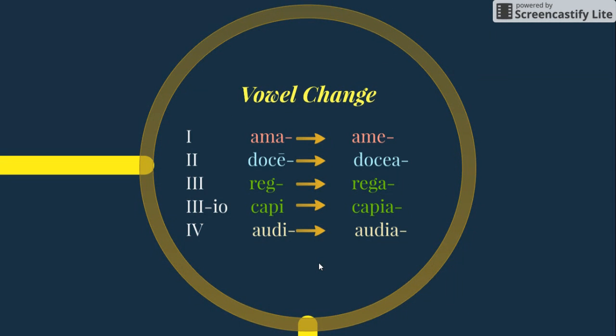So vowel change, what does that mean? Well, for a first conjugation, the A on the end of ama is going to become an E. Doce will become docea, reg will become rega, capi, capia, audi, audia. And it will work in the same pattern for all of the verbs that live in these conjugations. So every first conjugation verb, that A will change to an E.